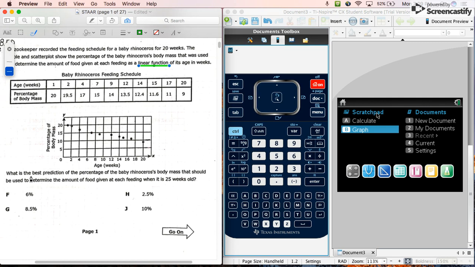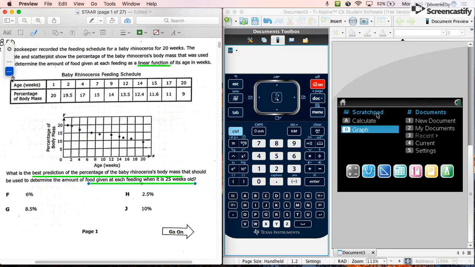The question asks, what is the best prediction of the percentage of the baby rhinoceros's body mass? That's what it wants to know. That should be used to determine the amount of food given at each feeding when it is 25 weeks old. So we need to know how much food is given at each feeding when it is 25 weeks old.